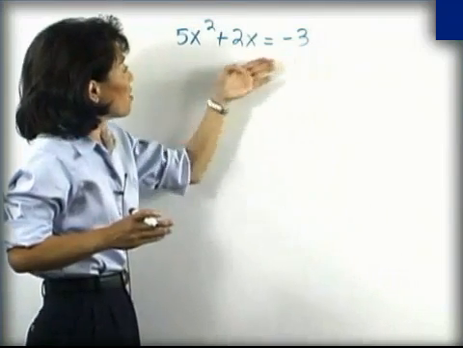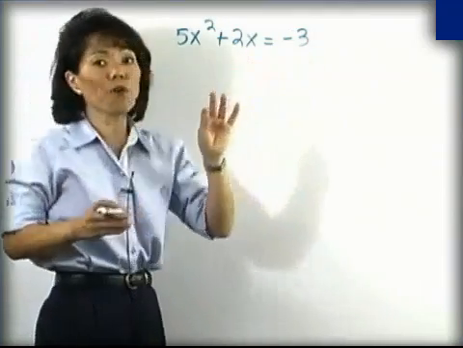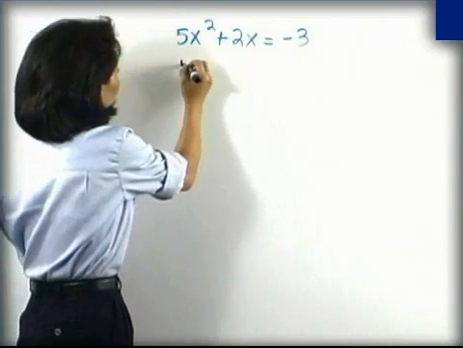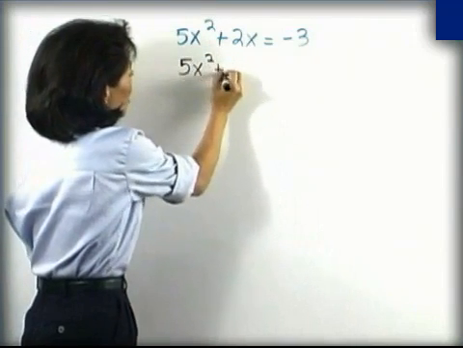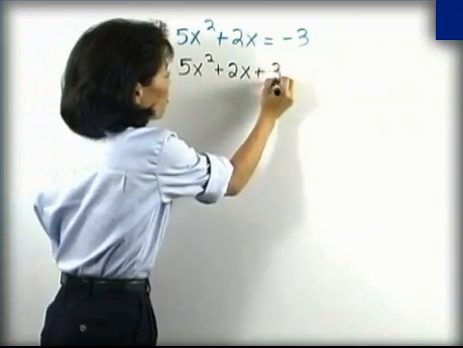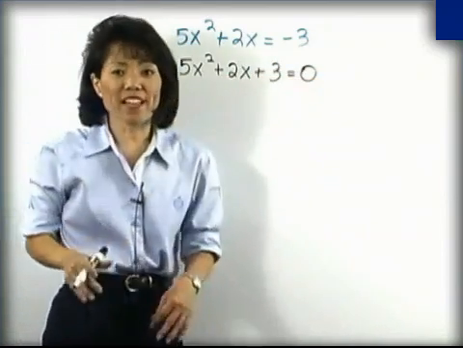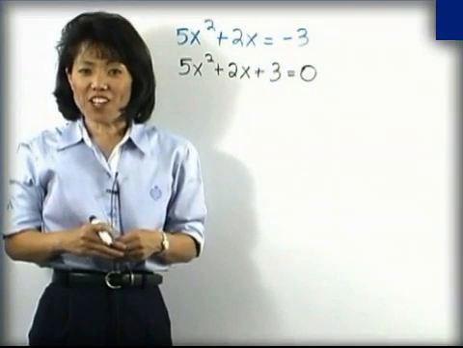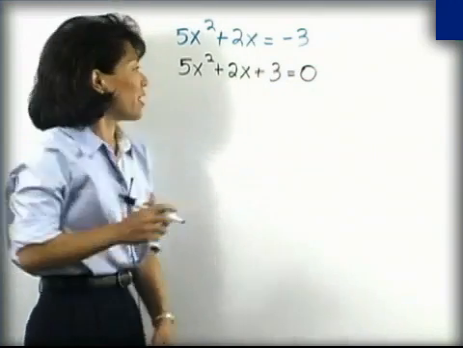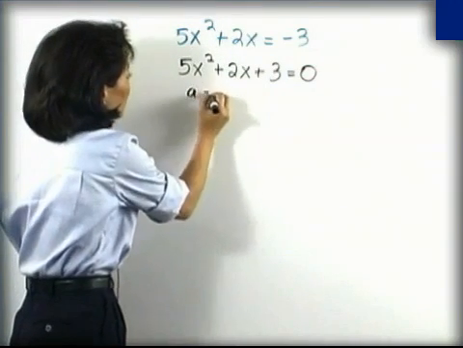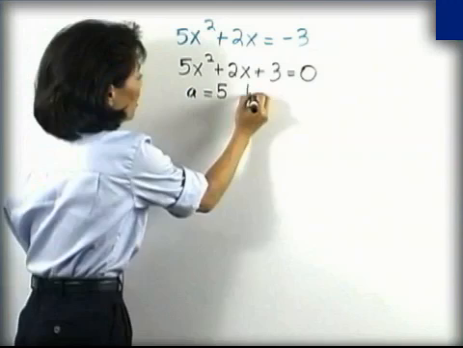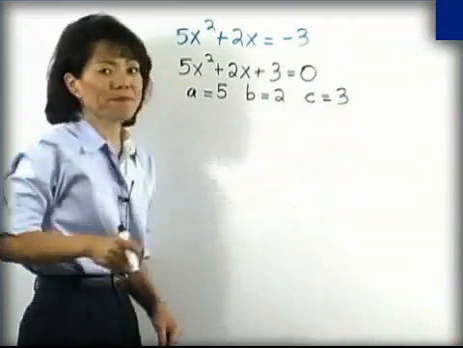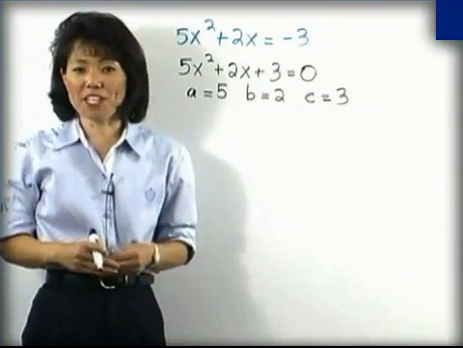So to get this equation in standard form, I hope you can see all we have to do is add 3 to both sides of our equation. That gives us 5x squared plus 2x plus 3 equals 0. Now that we're in standard form, we can easily identify the values for a, b, and c in our quadratic formula. I hope you can see easily that a is equal to 5, b is equal to 2, and c is equal to 3.